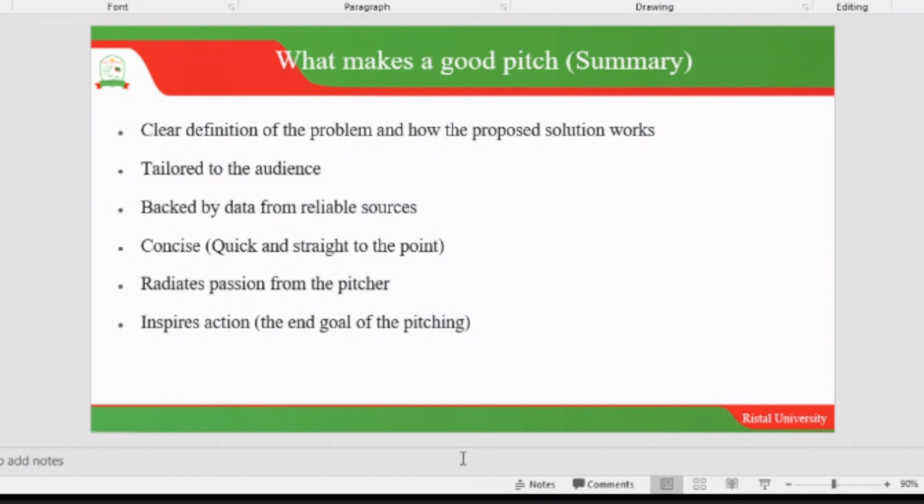So that is it for today, and we have been really able to understand what a good pitch is, what the essentials of making one are, and those tips that we need to understand and need not forget while we prepare for a good pitching.